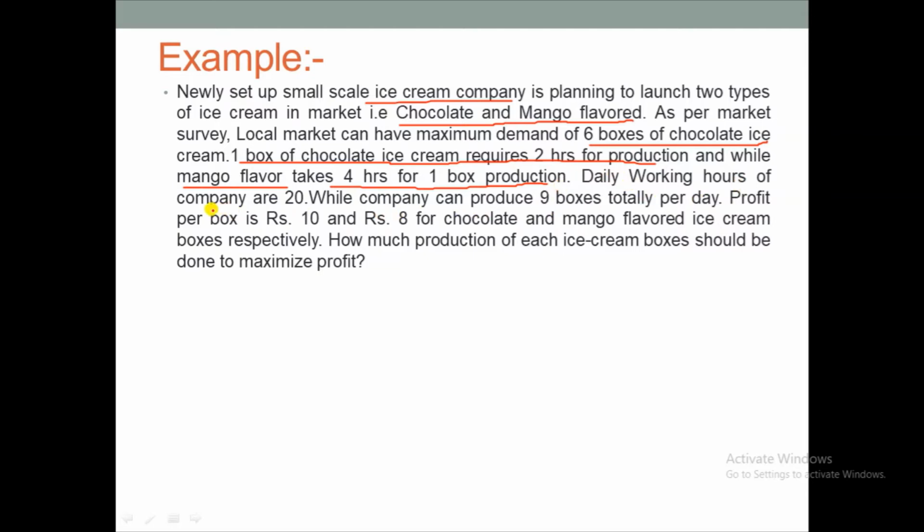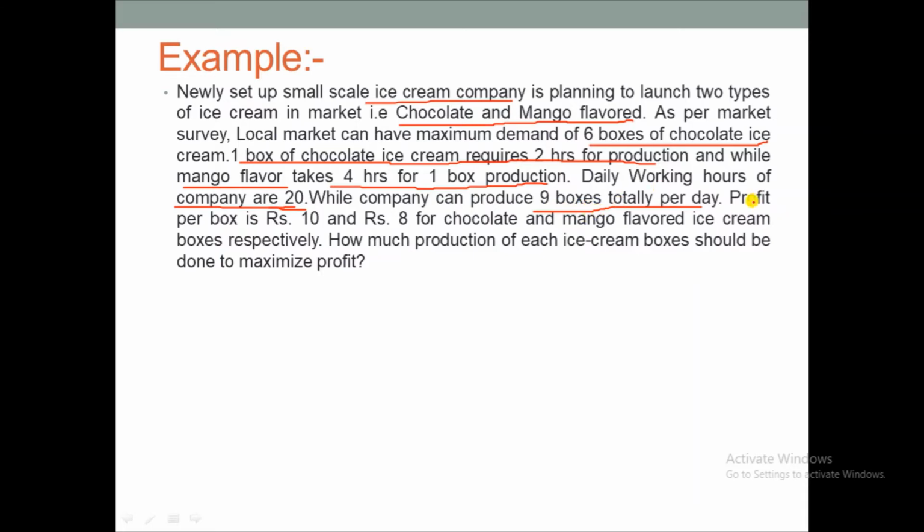Daily working hours of the company are 20. So daily the company is working, or the labor is available, for 20 hours. While the company can produce 9 boxes totally per day. It is said that totally, by considering mango flavored ice cream as well as chocolate flavored ice cream, both types of ice cream, a total of 9 boxes can be produced daily. So it means that by working for 20 hours, the company is able to produce 9 boxes, which includes chocolate ice cream as well as mango ice cream.